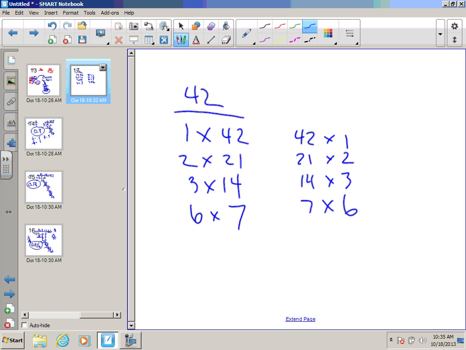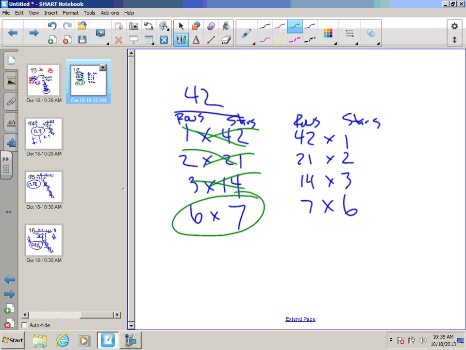The only rule is the stars had to be in equal groups and the numbers of stars had to be prime. So if we call this the rows and that stars, this number of stars had to be prime. So is this number of stars prime? So that one isn't going to work. Is that number of stars prime? But that one works.